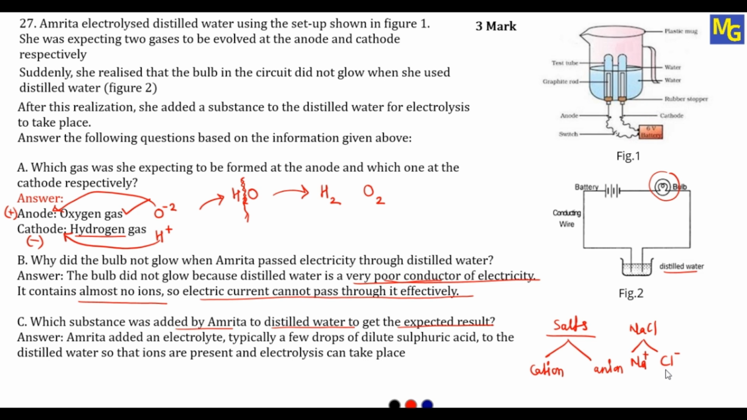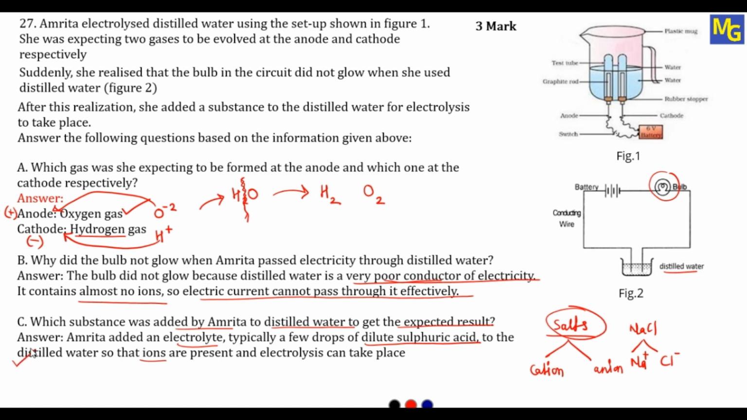So here, you have to add a few drops of sulfuric acid to make this reaction faster, to increase the rate of the reaction. So see here the answer: Amrita added an electrolyte. Electrolyte is nothing but salts, typically a few drops of dilute sulfuric acid to the distilled water, so that ions are present and electrolysis takes place. So here you can add electrolytes such as dilute sulfuric acid. This is also one of the electrolytes. You can add any other salts also into the water, which form ions, and these ions are responsible to pass the electricity. So this is the answer for question C.